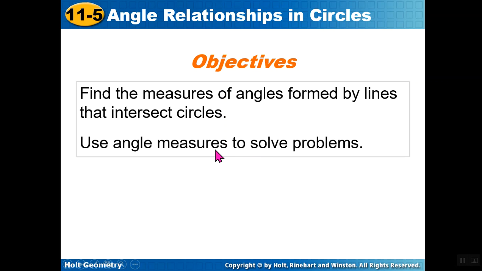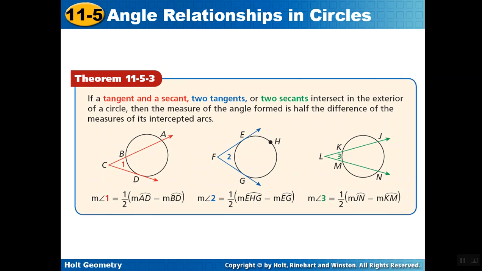We knew the theorem that talks about if the secant and the tangent intersect on the circle at the point of tangency, what is the relation between the angle and the arc? And also if two secants intersect inside the circle, then what is the measure of the angle related to the arcs inside the circle?